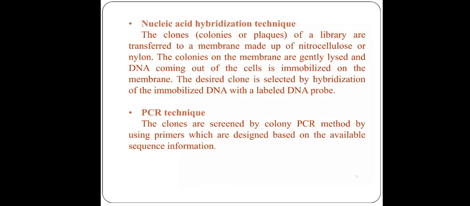In the nucleic acid hybridization technique, the clones of the library are transferred to a membrane made of nitrocellulose or nylon. You should remember that the membrane should be made of nitrocellulose or nylon. The clones on the membrane are gently lysed and the DNA coming out of the cells is immobilized on the membrane. The desired clone is selected by the hybridization of the immobilized DNA with the labeled DNA probe. The second technique is the PCR technique. The clones are screened by colony PCR using primers which are designed based on the available sequence information.